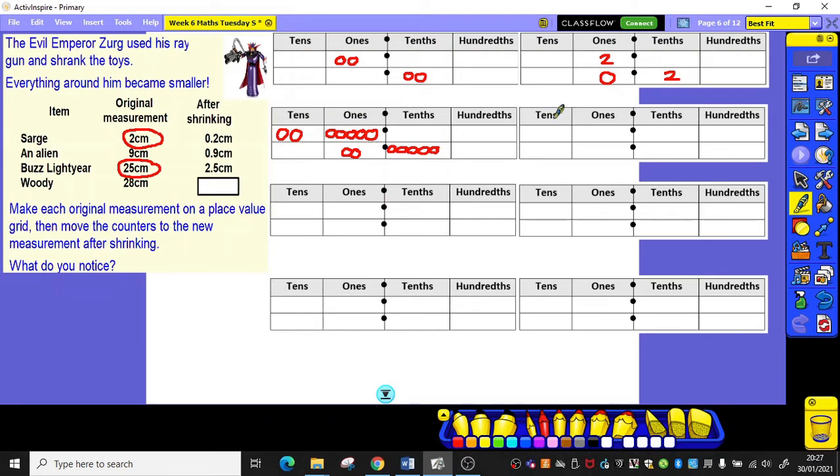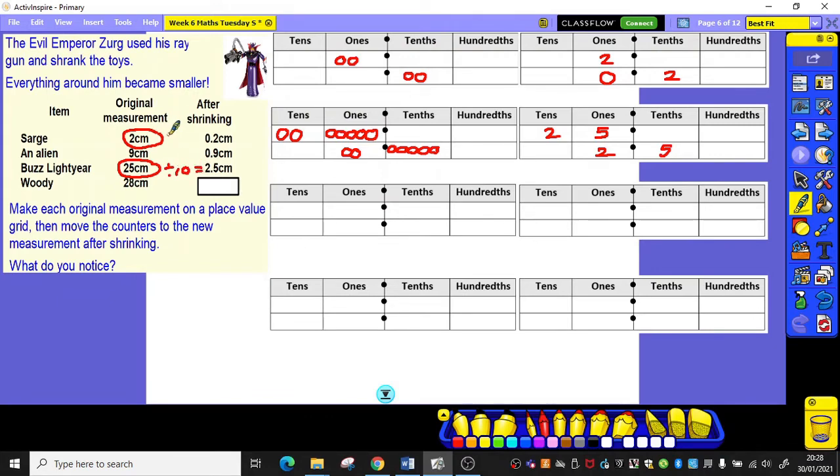Let's have a look at how that looks as digits then. We had 2 tens, we had 5 ones. If this number becomes 10 times smaller, as we said, 2 tens becomes 2 ones. 5 ones becomes 5 tenths. So I end up with the number 2.5, which is what has happened here. 25 divided by 10 equals 2.5.